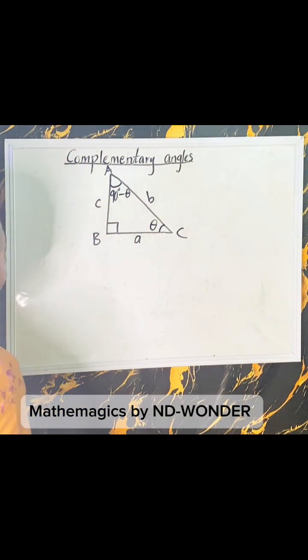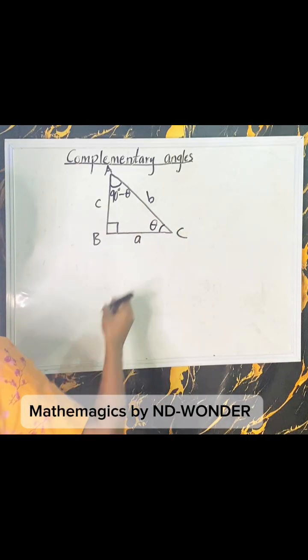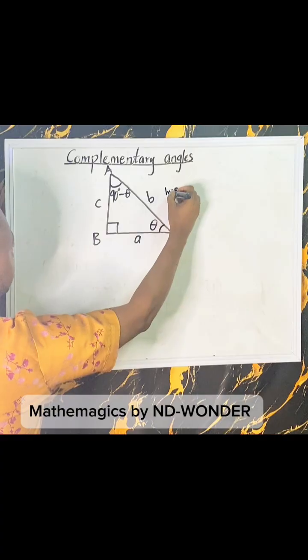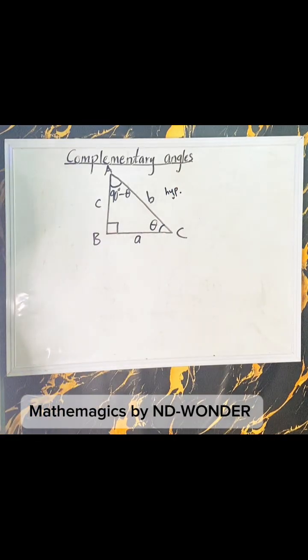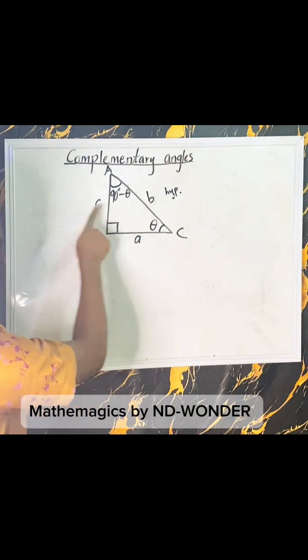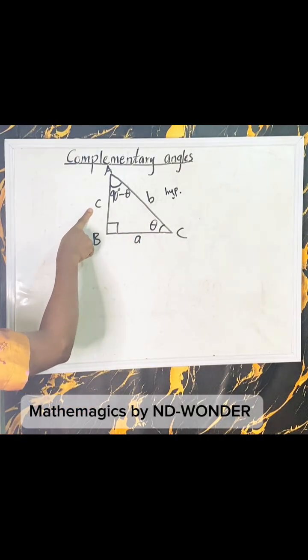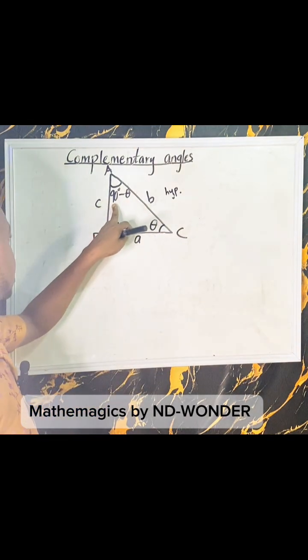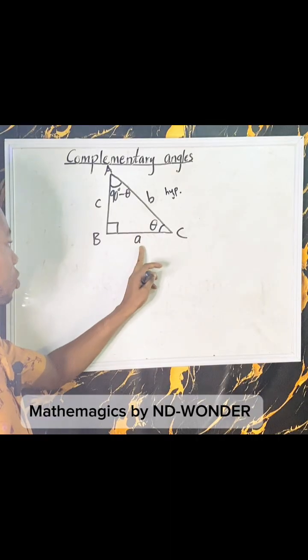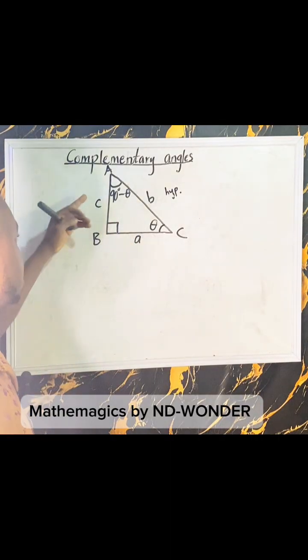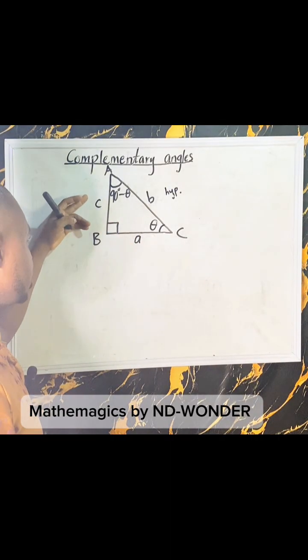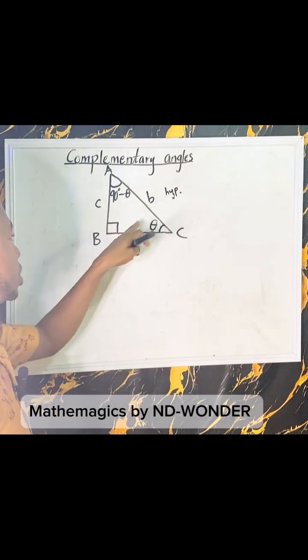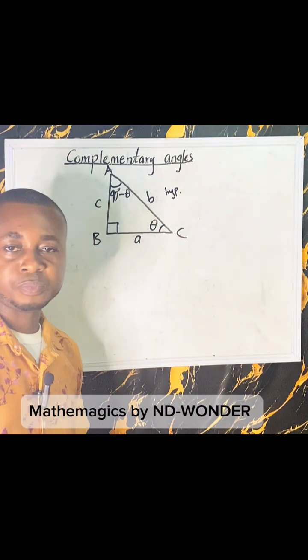There are things we need to achieve here. Remember, here becomes the hypotenuse of this right angled triangle. Then for this theta, c becomes the opposite, then a becomes the adjacent. Then for that of 90 degrees minus theta, here becomes its opposite, then c becomes its adjacent. Generally, be it here or here, the hypotenuse covers both.